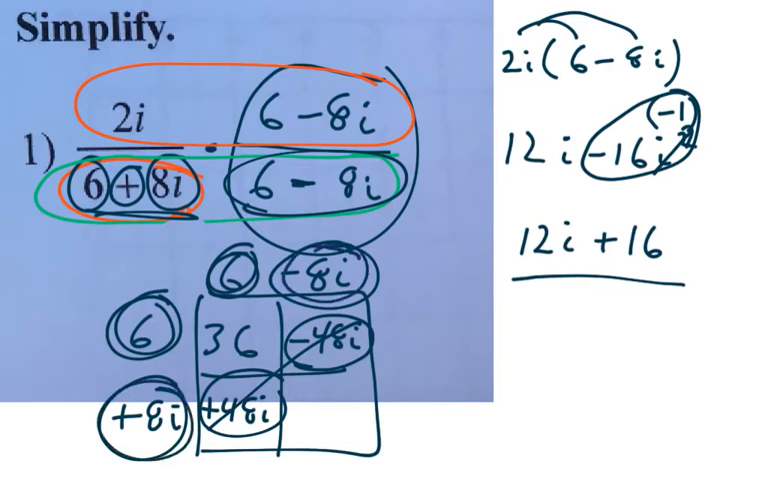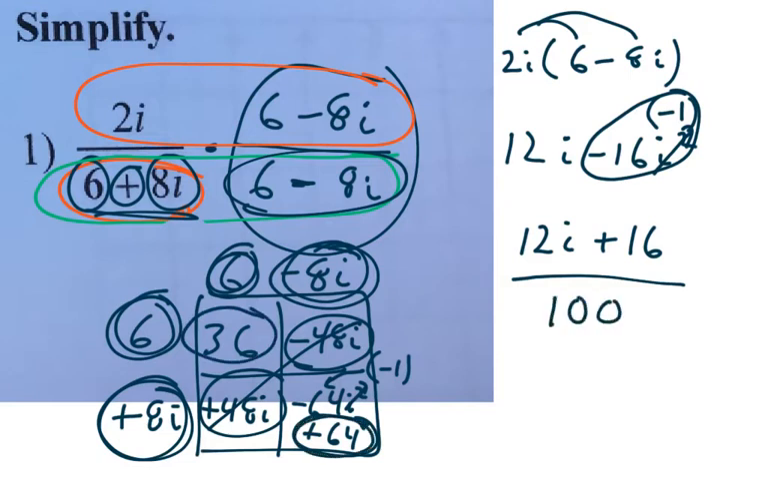Negative 8i times 8i is negative 64i squared. What's i squared though, guys? That's a -1 times negative 64, positive 64. So notice what's cool about this problem is all we have is 36 plus 64, which is a nice number, 100. So here's our answer.